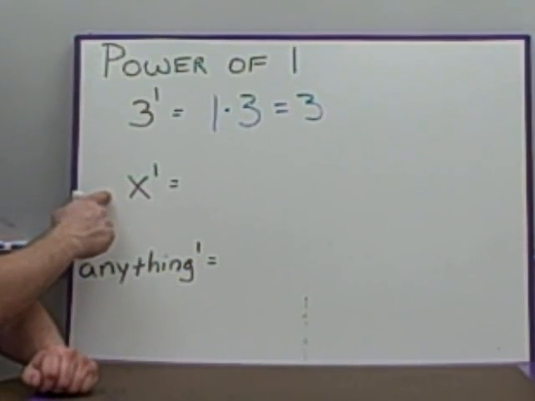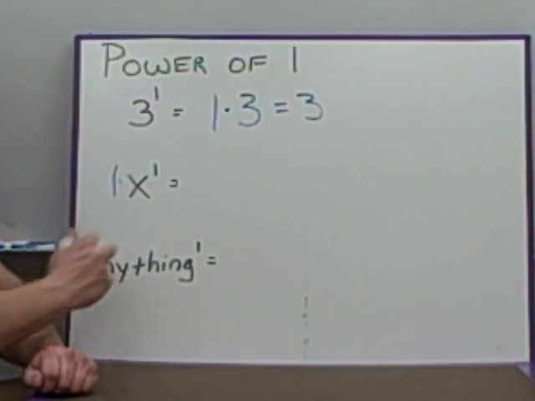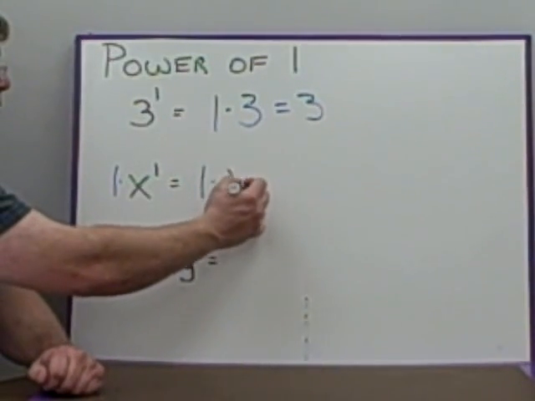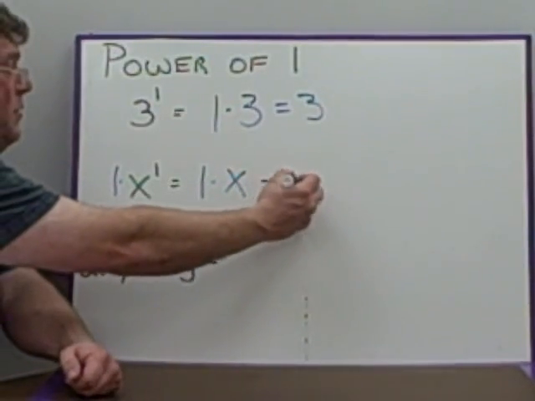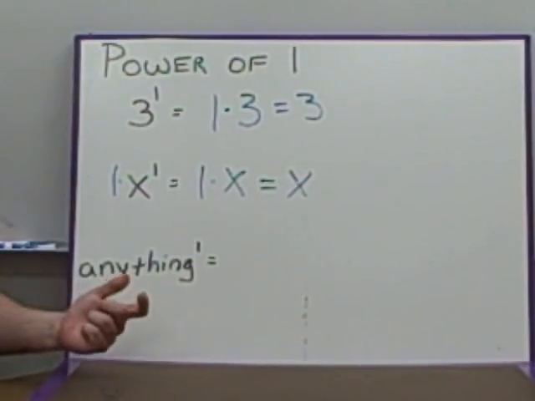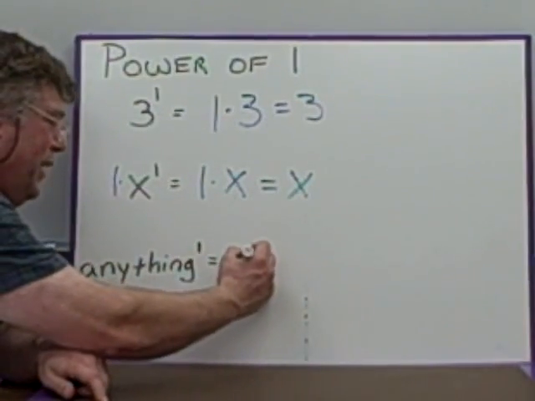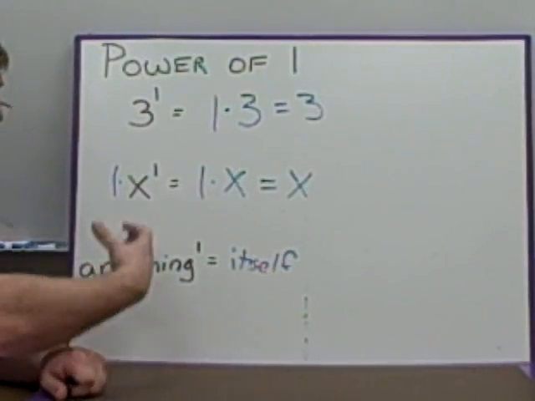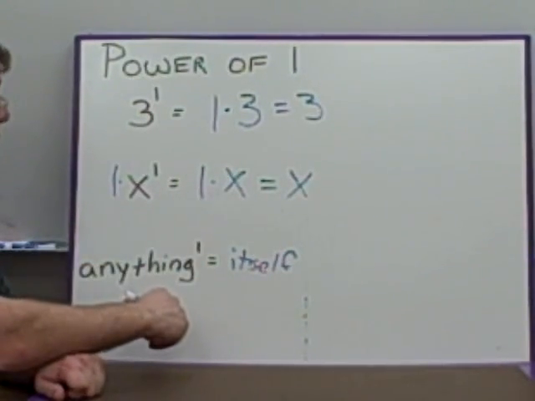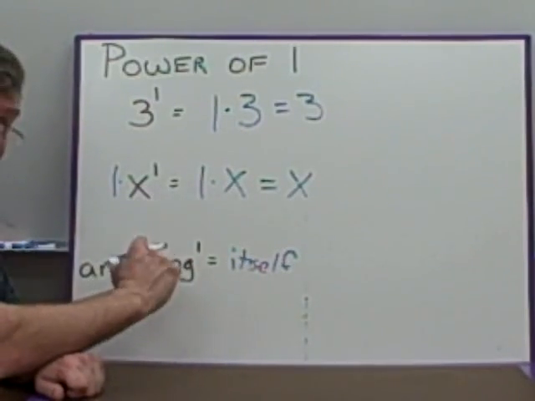Remember how when we have x by itself, it's understood to be the same as 1 times x? So this becomes 1 times the x itself once, which is going to give you just plain x. Basically, what it boils down to is anything to the 1 power is equal to itself. It doesn't change. 1 billion to the first power is going to be 1 billion.